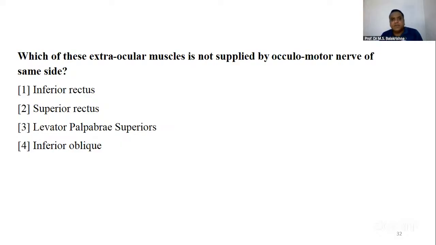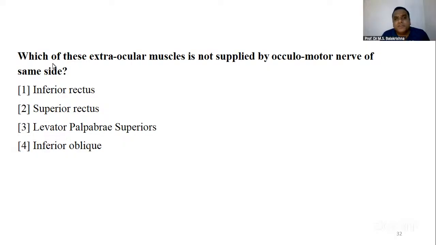Next question: which of these extraocular muscles is not supplied by the oculomotor nerve? For this, you should learn it in a nice way. There are basically 10 muscles: superior rectus, medial rectus, inferior rectus, lateral rectus, superior oblique, inferior oblique. And then you have the tarsal muscles, superior and inferior, and levator palpebrae superioris. You should learn all these muscle names perfectly, and their actions also.